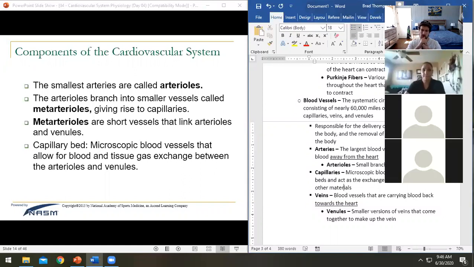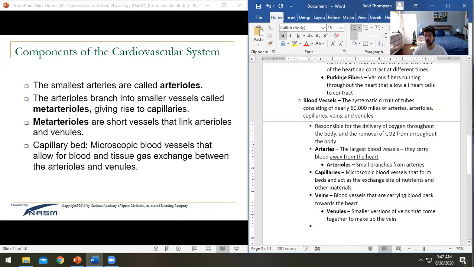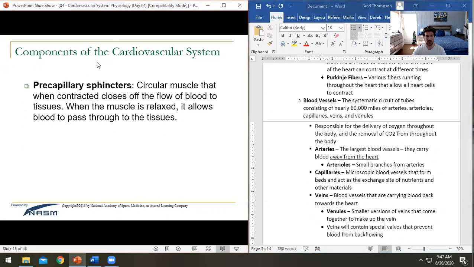Now, one special thing about veins that we do have to mention: your veins contain special valves that prevent blood from backflowing. These valves are an example of a sphincter. There are also precapillary sphincters in your small, really tiny blood vessels. These are circular sphincters that squeeze down and contract in order to close off blood flow. This is how your body controls blood flow to specific muscles that need it.